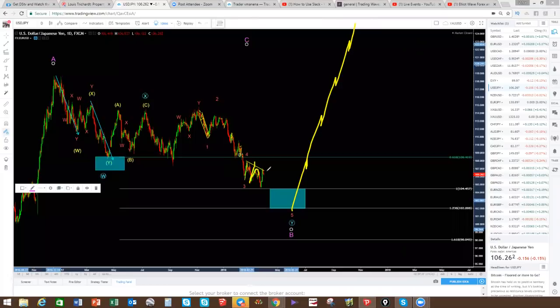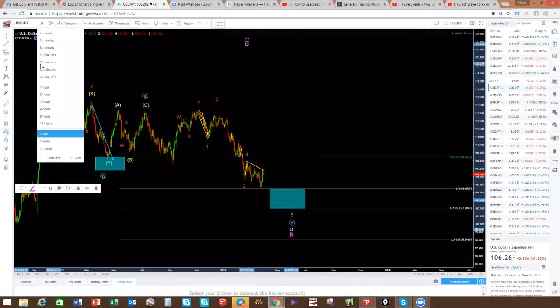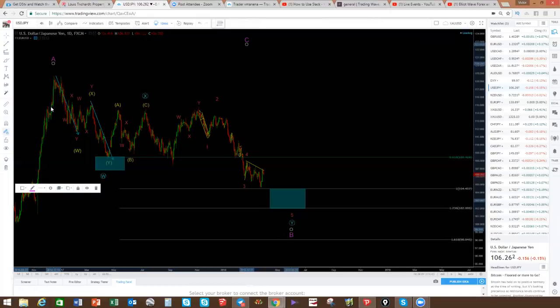So here we're getting this V pattern. Entering here with divergence, confirmed with the sequence, we're going to get this big move to the upside. So let's keep an eye for signs of reversal here. Okay, let's go to the lower time frame, the 4 hour.